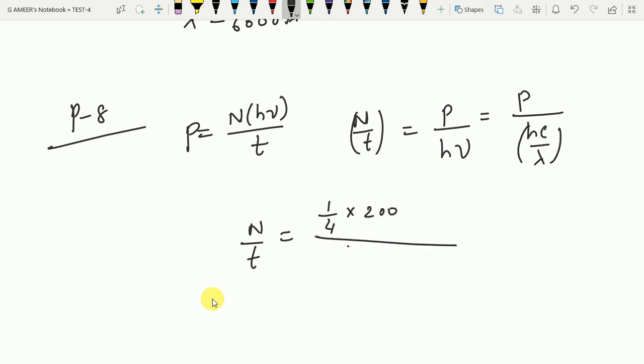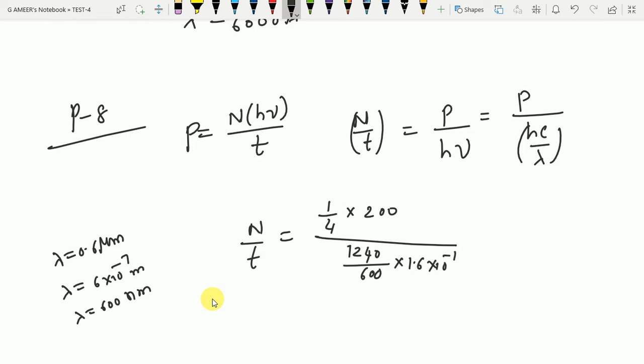Lambda is given as 0.6, that means lambda is 0.6 micrometers. Let us convert into nanometers: that is 6 into 10 power minus 7 meters, so that is 600 nanometers. Then hc by lambda will come as 1240 divided by 600. The answer will come in electron volts, so let us convert into joules, 1.6 into 10 power minus 19.